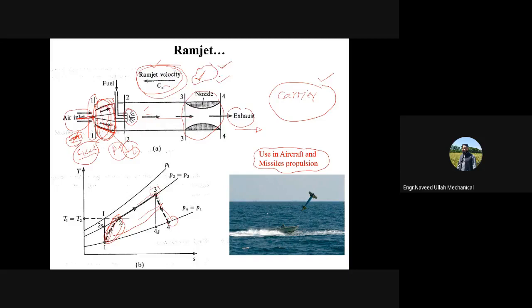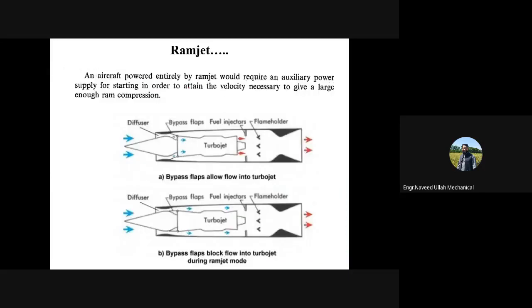Okay, inefficient hoga. To isliye jo hai na, phir kya hota hai ki isko jo hai na booster hum use karte hain iske liye. Means that an aircraft powered entirely by ramjet would require an auxiliary power supply for starting in order to attain the velocity necessary to give a large enough ram compression. Baat samajh aa gayi? Isko fire kiya jata hai, theek hai? This ramjet is fired.